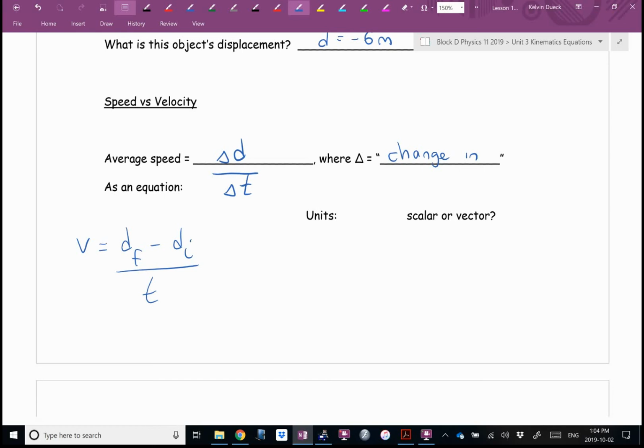What would the units be? First of all, there's a fraction line. Let's draw a little fraction line. Caleb, what are the units for distance? Oh, you figured out the whole thing. It's got to be meters over seconds, because on the top it's meters, on the bottom it's seconds.